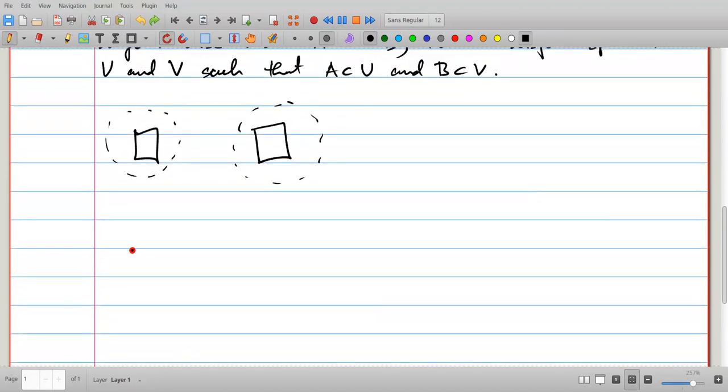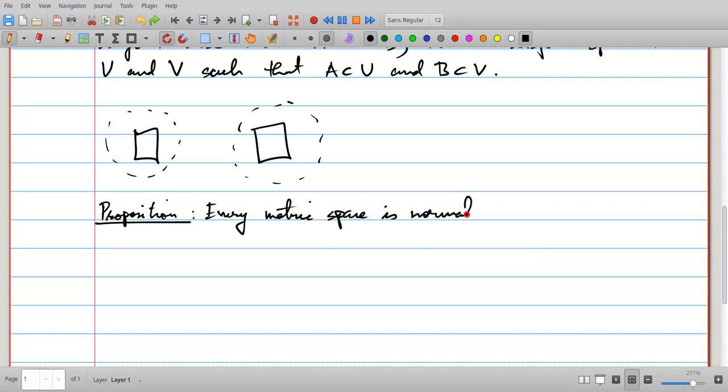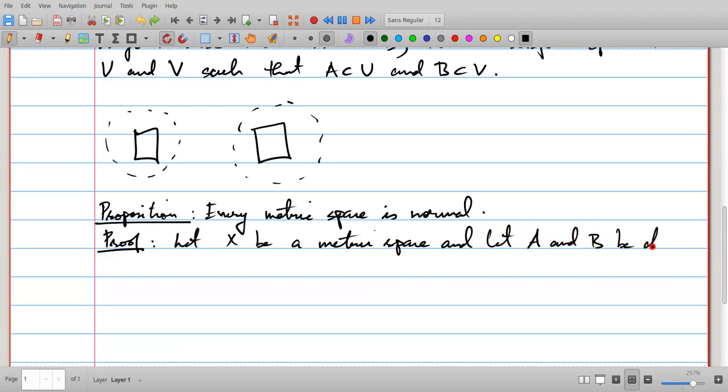So the first useful property that a normal topological space has, which we will need, is the following. Well, before that, maybe we can see an example. So proposition. This proposition shows that there are many normal topological spaces. Every metric space is normal. Proof. So let X be a metric space, and let A and B be closed subsets of X.